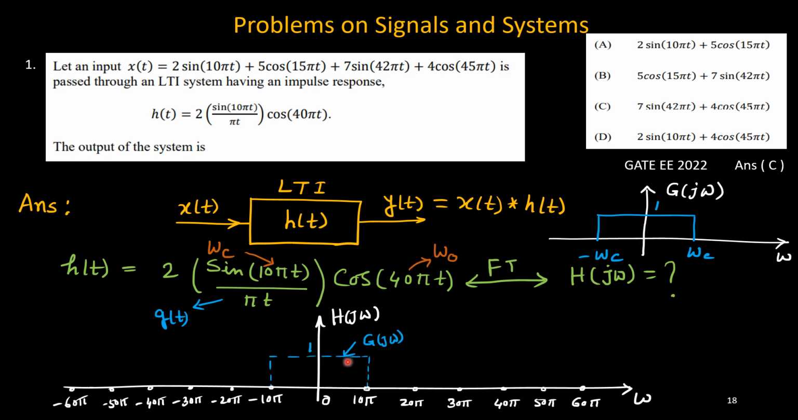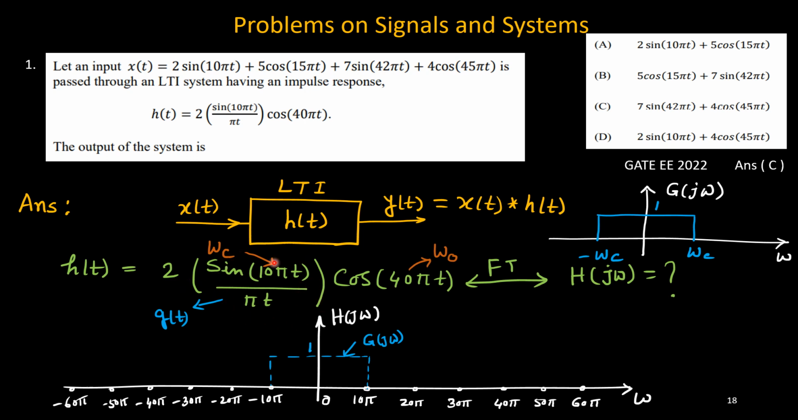So we'll start with G of j omega. You can see this omega c is 10 pi. So up to 10 pi, it is flat, both sides, 0 to plus 10 pi, 0 to minus 10 pi, both sides is flat, 1. And beyond that, it is 0. So this blue curve is for G of j omega, meaning the Fourier transform of this function.